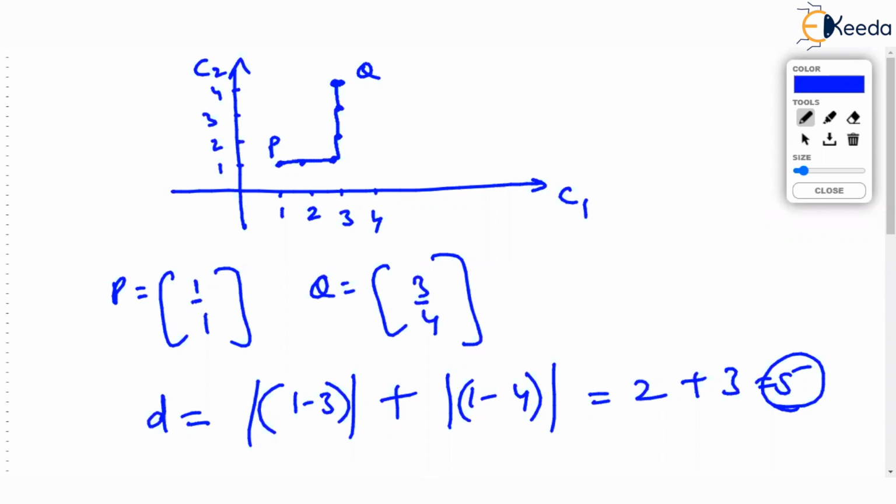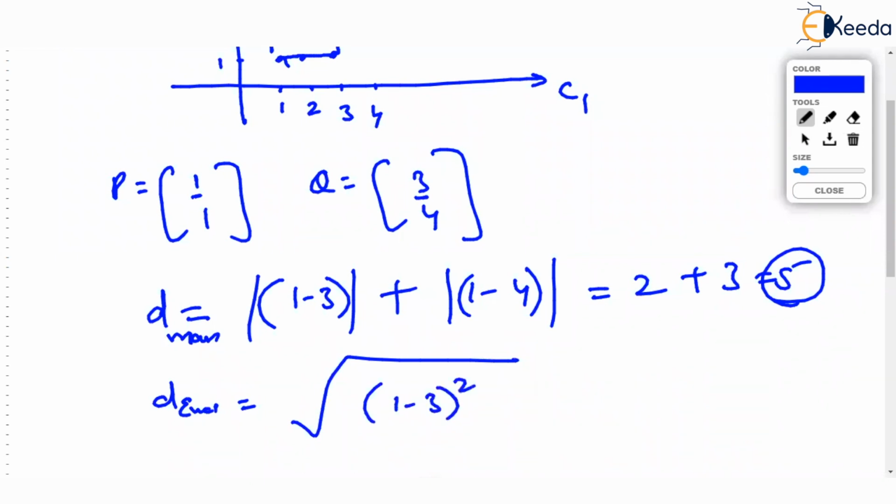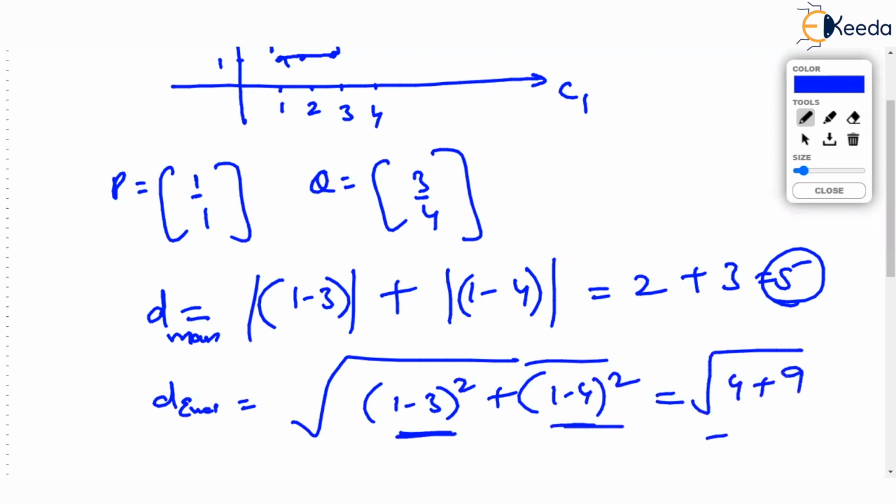After all, you are finding distance. You will also agree that the Manhattan distance between P and Q, 1, 1 and 3, 4, came out as 5. This is D Manhattan. What is D Euclid? For the same example, it will be 1 minus 3 the whole square plus 1 minus 4 the whole square, which will be 2 square, that is 4, plus 3 square, which is 9, which will be square root of 13. And square root of 13 is no way near 5. Isn't it?